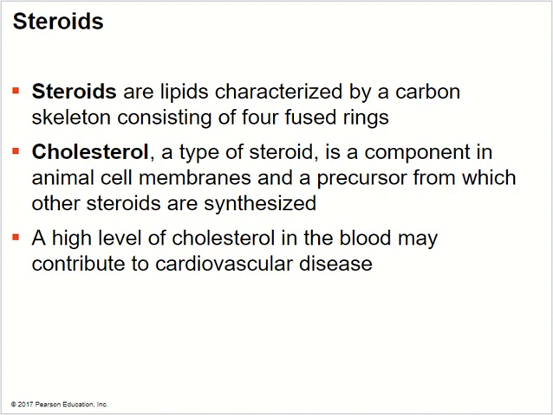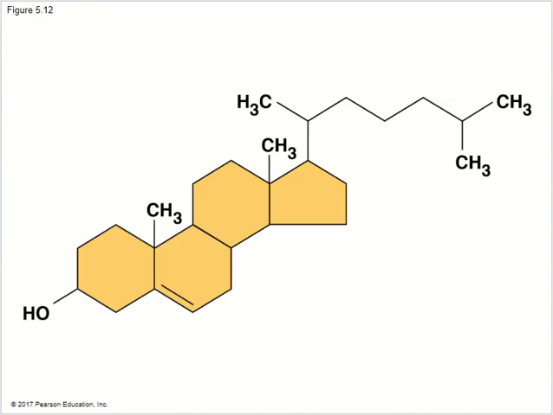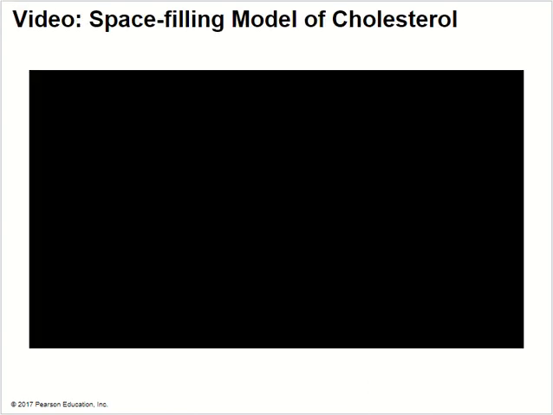The last class of fats includes steroids, which are lipids characterized by a carbon skeleton consisting of four fused rings. Cholesterol is a type of steroid and is a component in animal cell membranes and a precursor from which other steroids are synthesized. A high level of cholesterol in the blood may contribute to cardiovascular disease. The basic structure in most steroids is four fused rings, three hexagons and one pentagon, and whatever is attached to those can lead to a variety of functions.